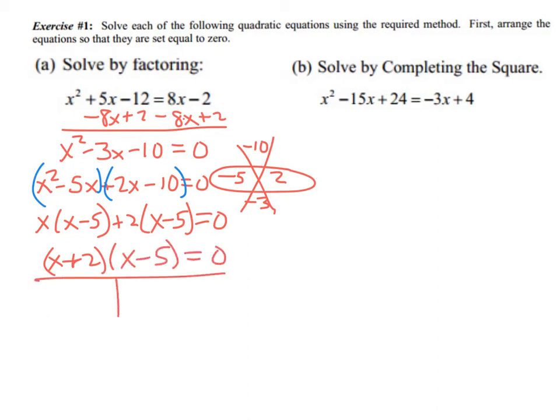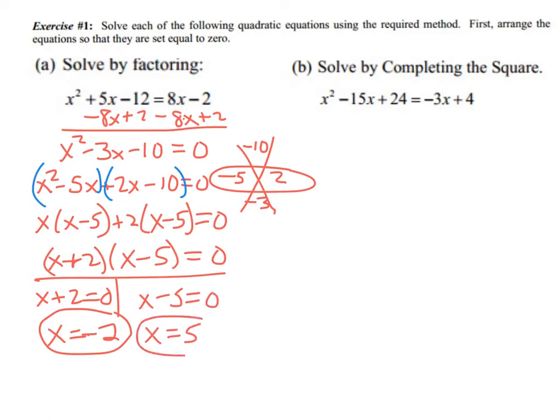Tee it up. So x plus 2 equals 0. So when you move the negative 2 over, you'll get a negative 2. There's the one answer. And x minus 5 equals 0. Move the 5 over, so you'll get positive 5. Those are your two answers on that one.